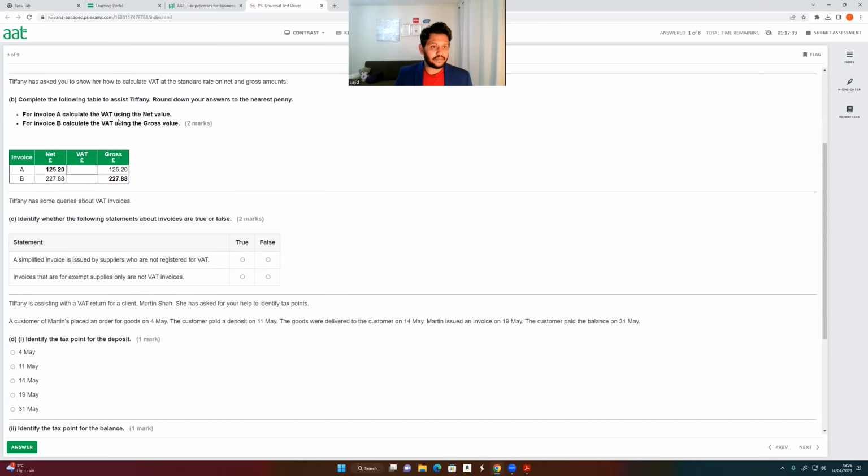So for A, calculate the VAT using net value. The net we have is 125.20, so I need to multiply by 20%. 125.20 times 20% gives me 25.04, because 20% is the VAT. If I added 25.04, that would obviously be the gross, but they made a mistake on purpose to see if we can find out the VAT.